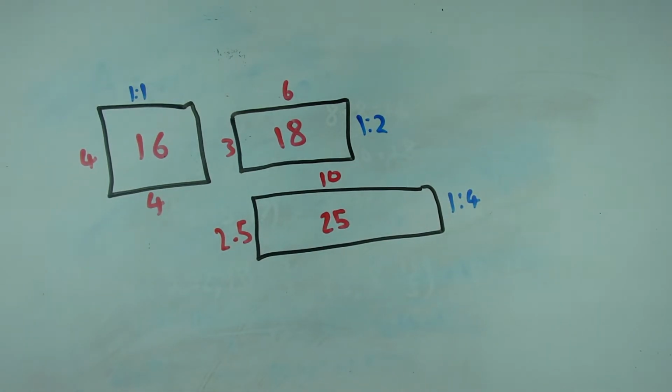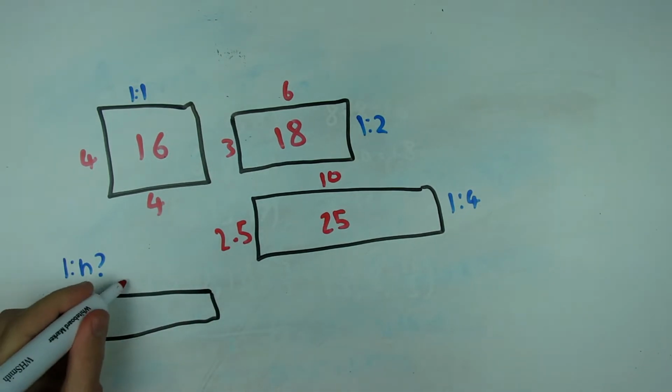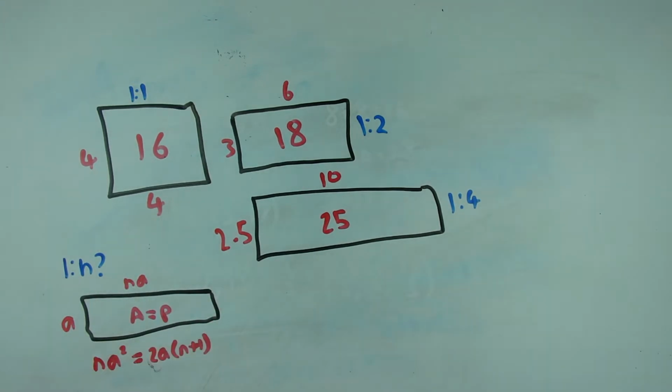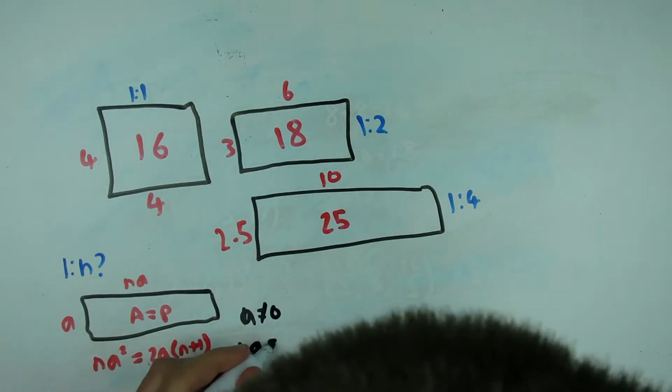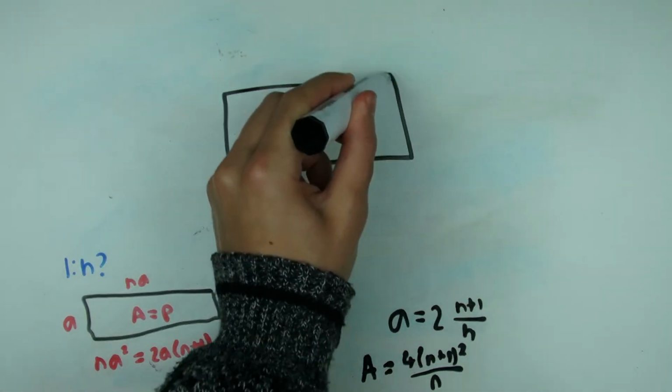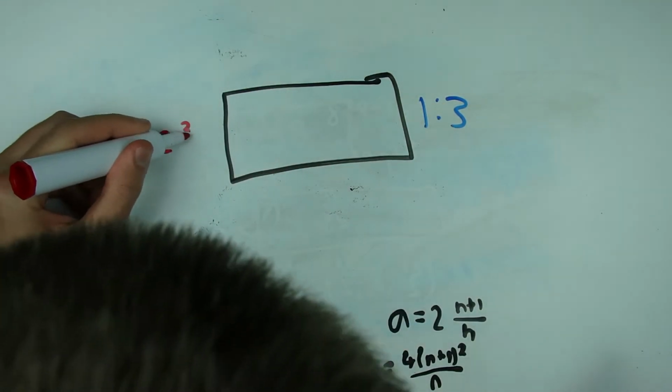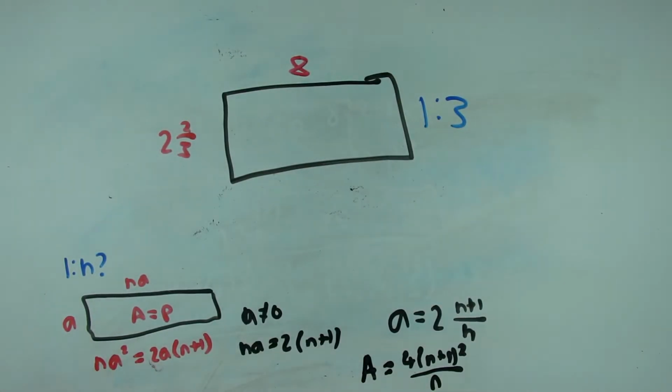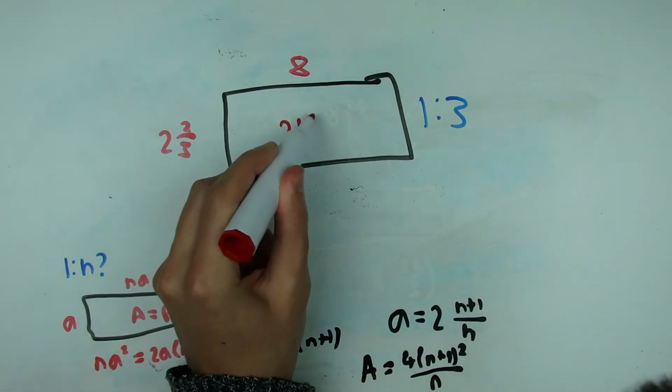But what if we want an aspect ratio of 1 to n? In this case, the side lengths will be a and na, so if area is perimeter, then na squared is 2a times (n plus 1). Since a is not 0, we can immediately work out that a is 2 times (n plus 1) over n, making the area 4 times (n plus 1) squared over n, since that is na squared. Interestingly, this means that for any rational aspect ratio, we get a rational area. So for a 1 to 3 aspect ratio, an 8 by 2 2/3 rectangle has an area and perimeter of 21 1/3.